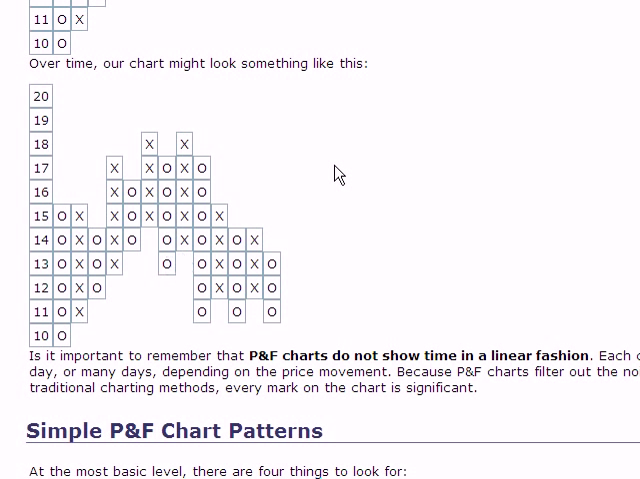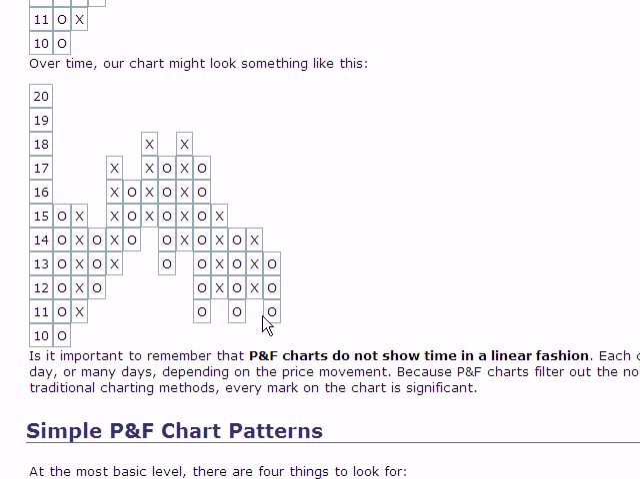Point and figure charts also give you a way of looking at support levels, resistance levels, and trend lines. You can see here we have higher peaks in our columns of X's, and in our columns of O's, the lows are actually higher. So this is indicative of an uptrend from here to here. And then over here, you can start to see our X's aren't as high as they were before. And in fact, our lows started to drop. That's indicative of a downtrend.